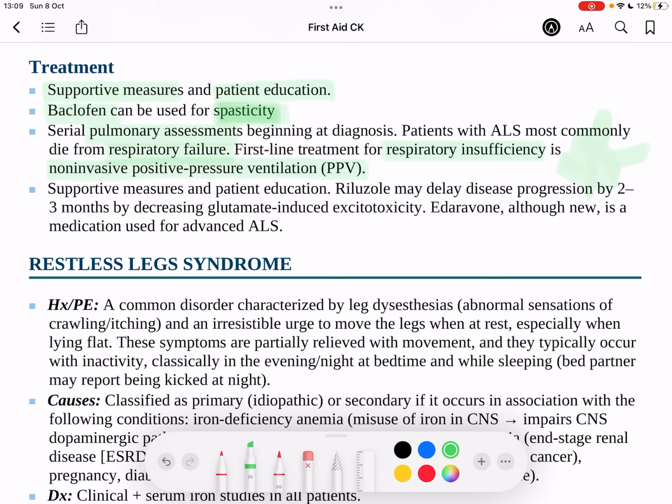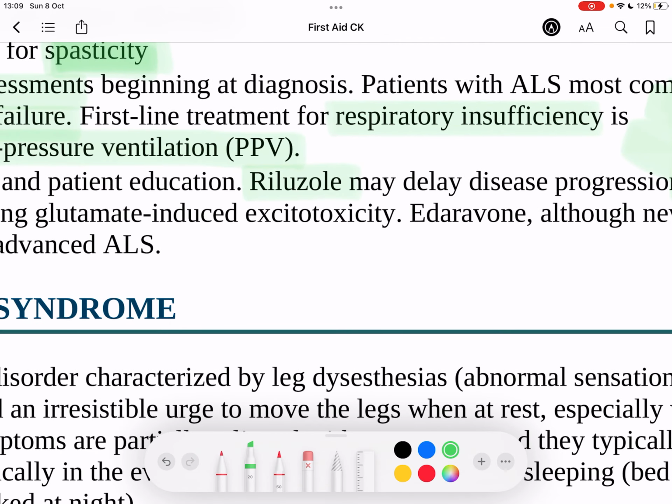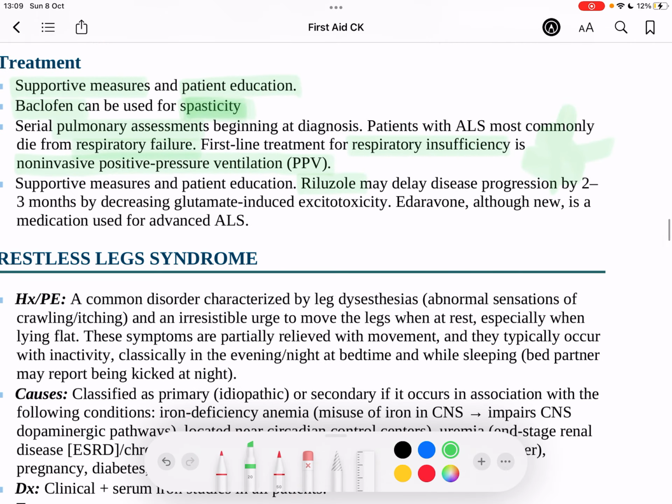I can give the famous drug called riluzole, and riluzole essentially is going to be stopping glutamate-induced excitotoxicity. This is only really going to prolong life and improve symptoms by 2 to 3 months, so it's really not a blockbuster drug, but it is used in clinic. And a more novel drug is edaravone. Okay, edaravone is new and it's used in advanced ALS.